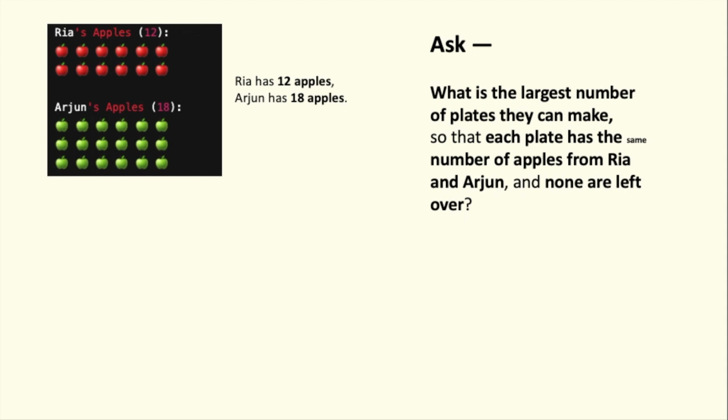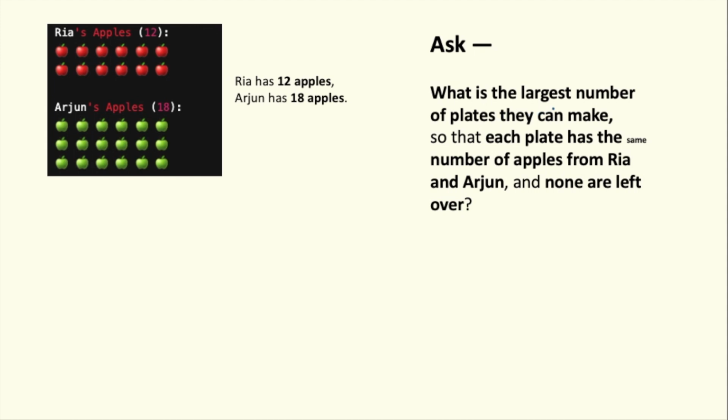Alright, now that we understand what HCF means, the largest number that can divide all given numbers exactly, let's see that in action. Let me tell you a little situation. Riya has 12 apples, bright red ones as shown here. Arjun has 18 apples, but juicy green ones. Now both of them want to pack their apples into plates, but there's a twist and a condition. They want to make equal groups or plates. Each plate should have the same number of apples from Riya and the same number from Arjun, and no apple should be left behind.